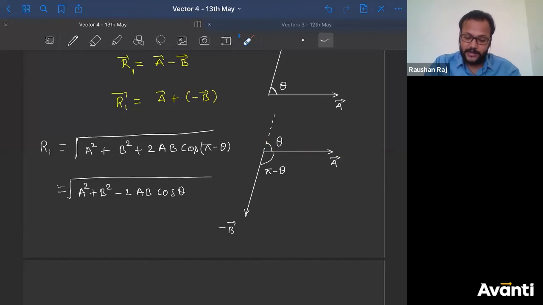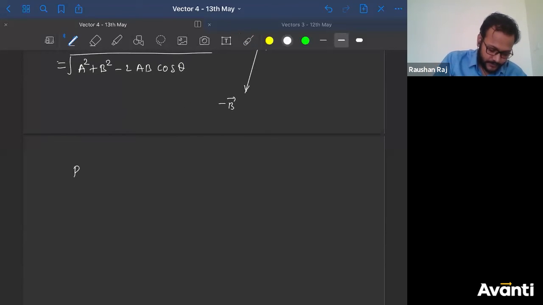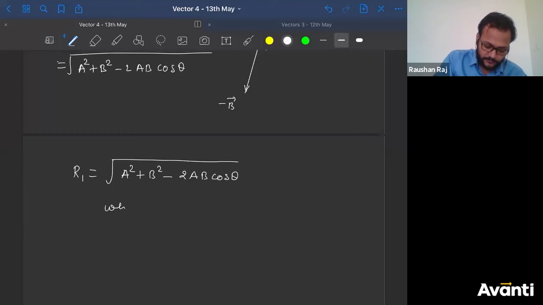What is the angle between A and minus B? 180 minus theta, or pi minus theta. But what is theta here? Theta is the angle between A and B. So the resultant vector R1 can be written as square root of A square plus B square minus 2AB cos of theta, where theta is the angle between A and B.